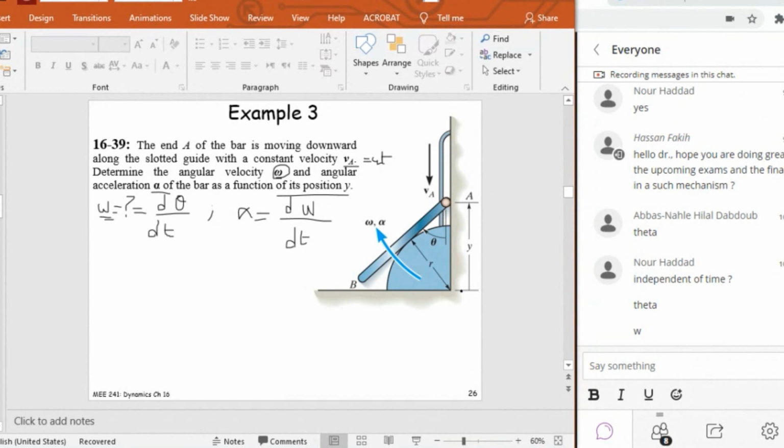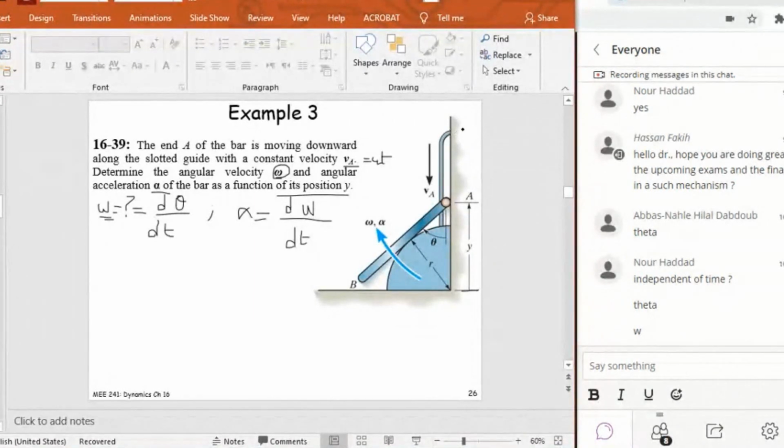What is y? Y is from this point to the point A, and A is the end of this bar moving in this slotted guide. So first of all, guys, if I want to relate the velocity of A with y, what is VA in terms of y?